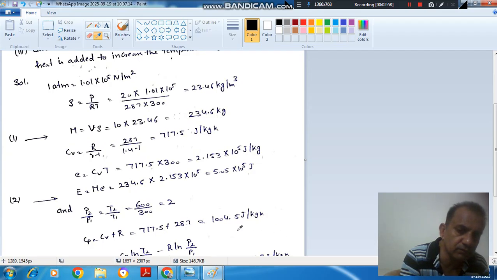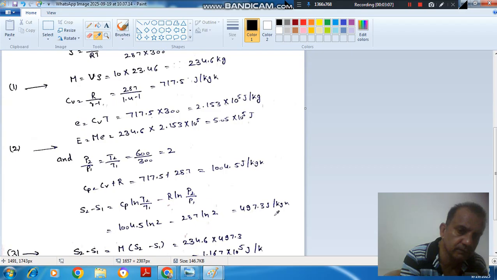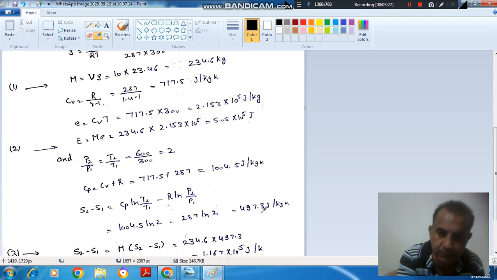And Cp value is 1004.5 joule per kilogram per Kelvin. You can remember it, or you can find it out like this, Cv plus R. And the change in entropy formula is Cp ln T2 by T1 minus R ln P2 by P1. T2 by T1 is 2, P2 by P1 is 2. Cp is 1004.5, R is 287, so it comes to 497.3 joule per kilogram per Kelvin.